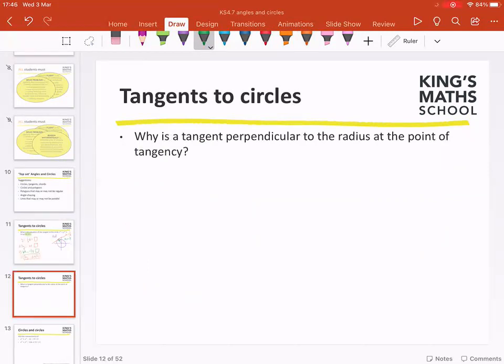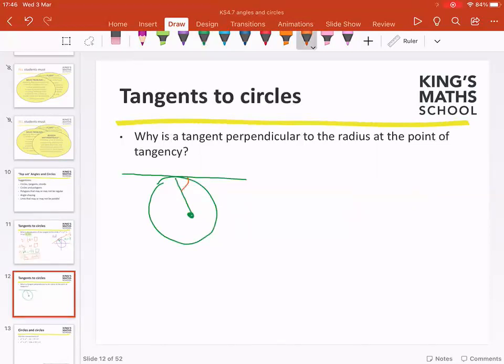So the argument is, well, why can't it be something other than 90? If it wasn't 90, if it was something other than 90, so what? Why would that be a problem? Why can't it be other than 90? So that's the argument we're going to develop. So here's my circle and here's my tangent. And this is where being not very good at drawing is quite helpful. And here's my radius. I'll do it slightly better than that. Here's my radius. Go to the center-ish.